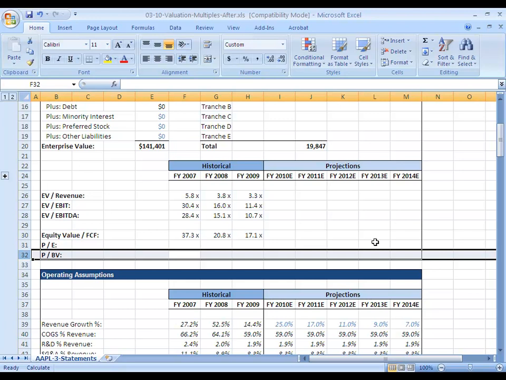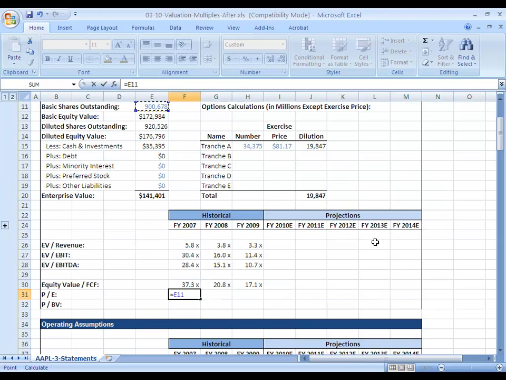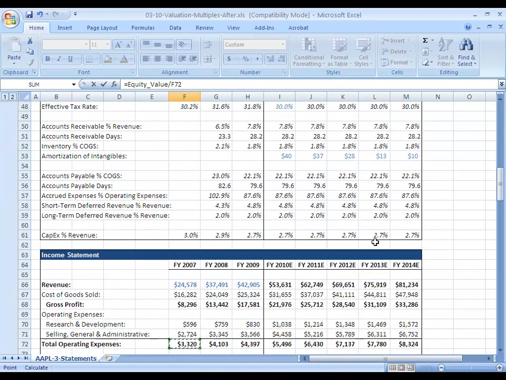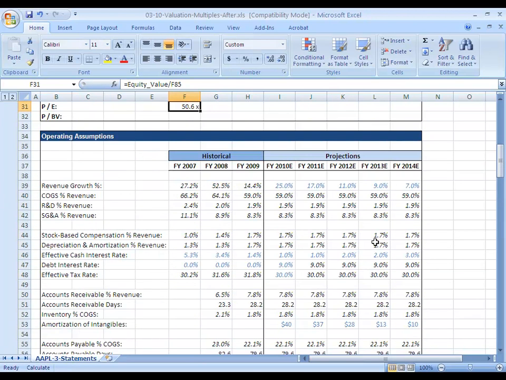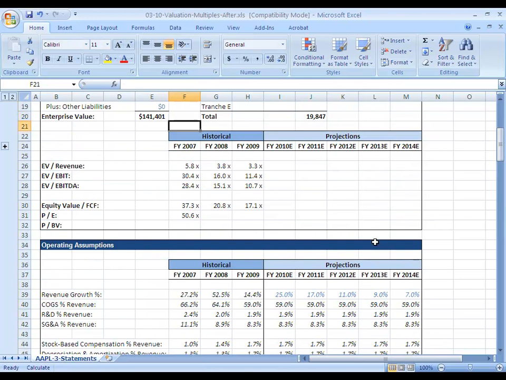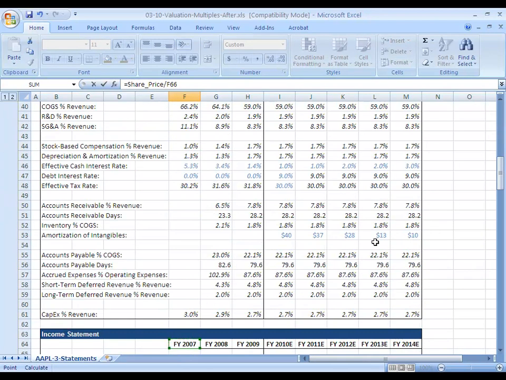So to actually calculate these, there's two ways we could do it. For price to earnings per share, we could take equity value and just go down and divide it by net income right here. Alternatively, we could also take Apple's current share price and then divide it by earnings per share.